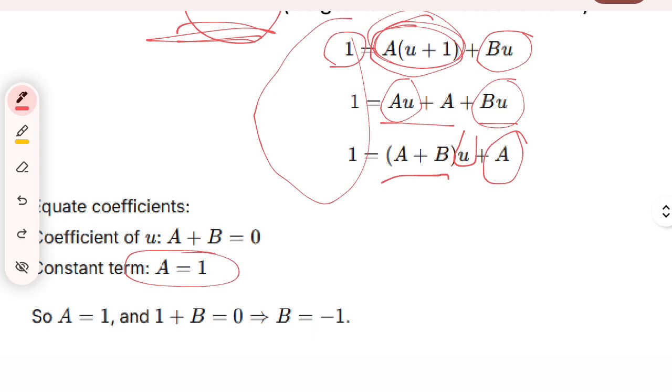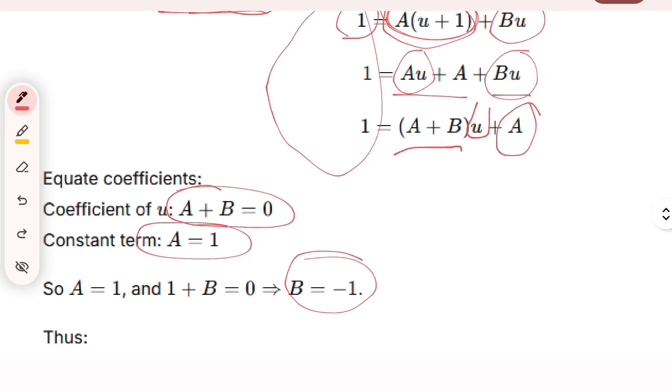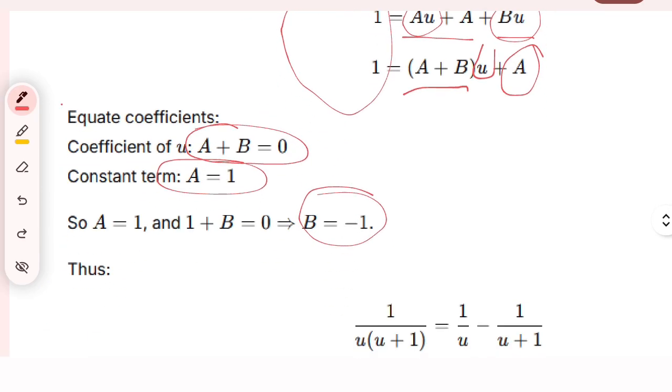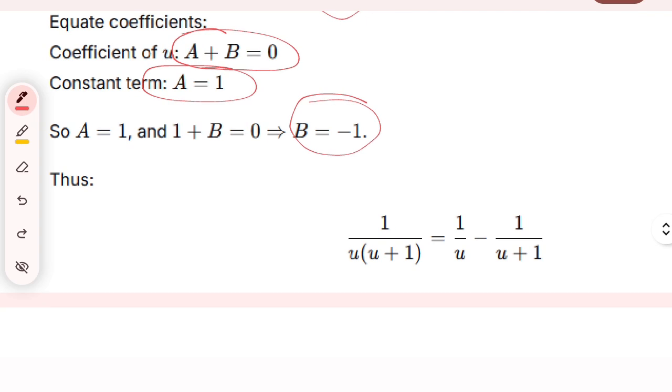So if a is equal to 1, we put it back in here and solve for b. So put a there. So we have 1 plus b is equal to 0, or b is equal to negative 1. So we have solved for a, which is 1, and we have solved for b, which is negative 1. Now that we have solved for a and b, go back to the partial fractions with a and b. Put a and b back.